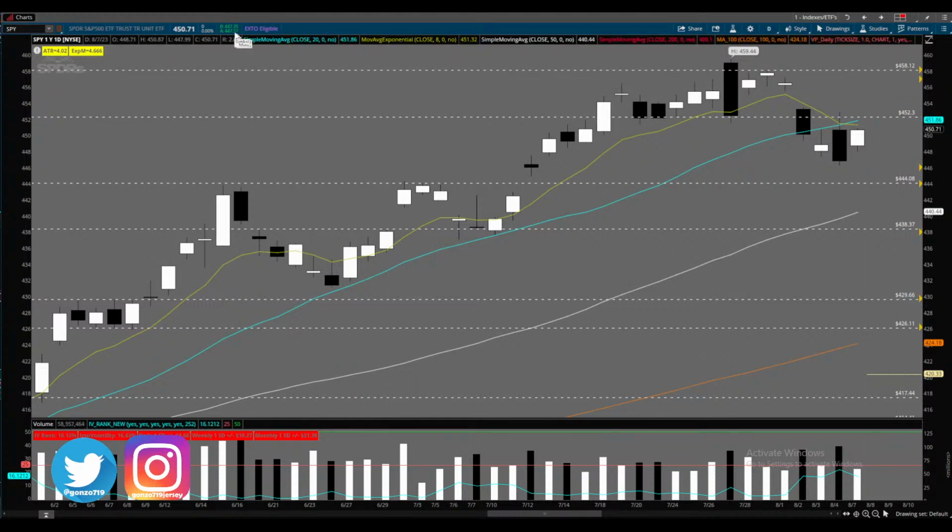Where are we at now? 447.35. We're right here. We're gapping lower, more to the lows of Friday. We're holding lower, which is bearish. Structure's bearish. Let's look at the weeklies.